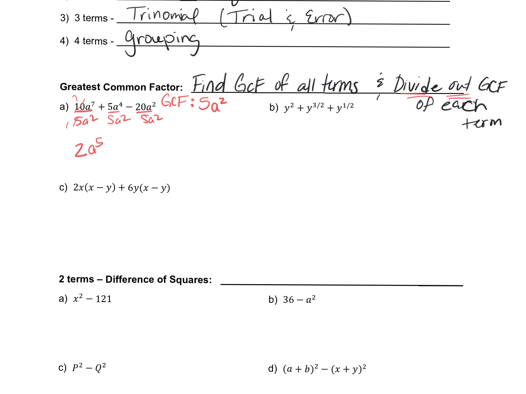And then plus 5's cancel. A to the 4th minus a squared is a to the 2. That minus comes here. 20 divided by 5 is 4, and then the a's just cancel out. Now the only thing I have to make sure of is that I put that GCF in the front, because you want to be able to distribute back in and get the equation that you started with.